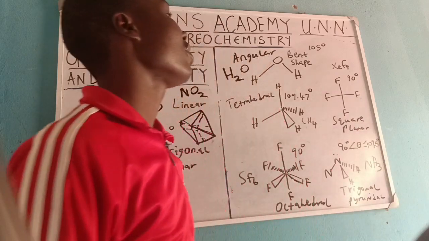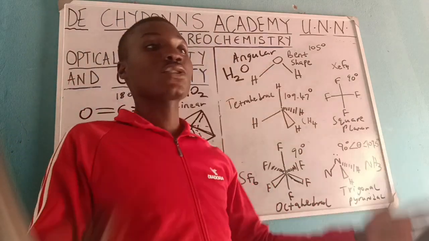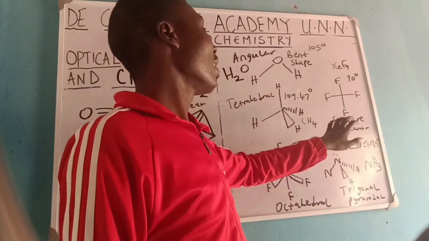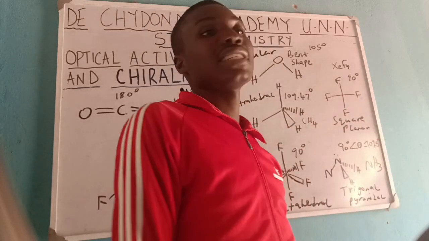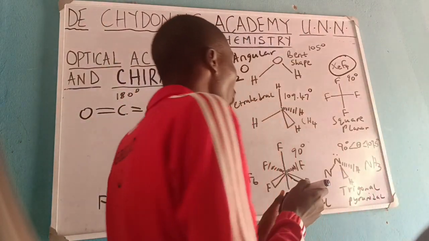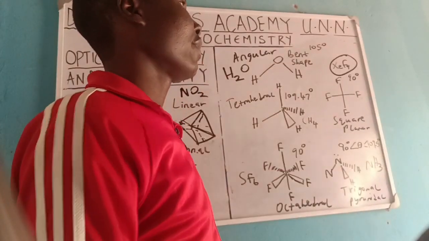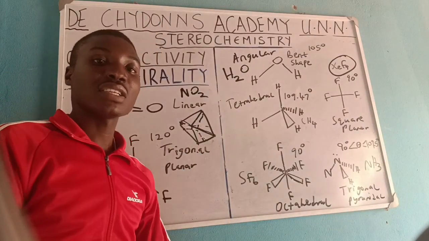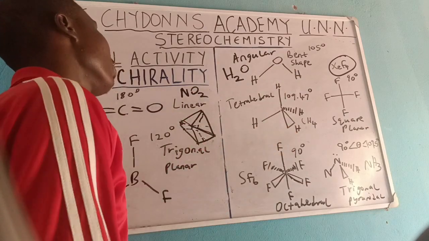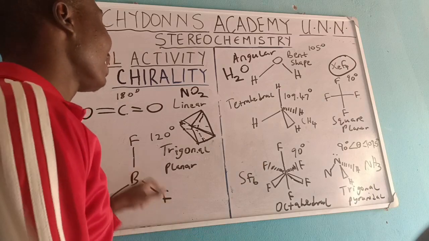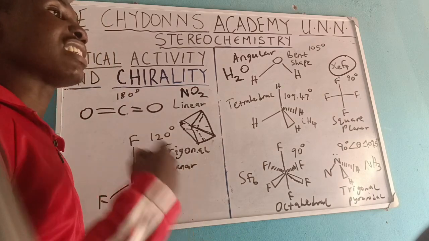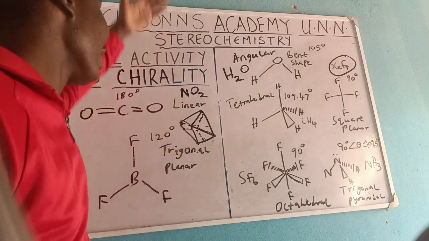Square planar simply means you have four different bonds in a square arrangement in such a way that the angle between all of them is 90 degrees. An example where you find square planar geometry is xenon tetrafluoride. Now, one very important thing to notice is that any of these geometrical shapes or arrangements that is planar usually has what we have already explained, the external plane of symmetry, because you can cut through it.